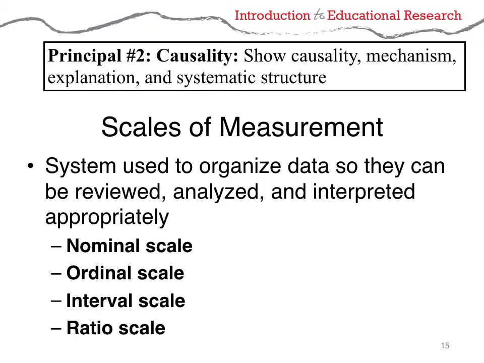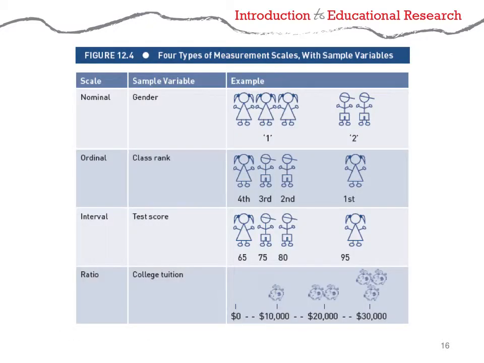Okay, principle 2, causality. Show causality, mechanism, explanation, and systematic structure. Well, review, I know we introduced this early in the course, the idea of scales of measurement. These are definitely on the test: nominal scale, ordinal scale, interval scale, ratio scale. These are the fundamental ways that we describe the data we collect. So if we want to show causality, it starts with the type of data that we're collecting. And here's a nice table that helps you review what these mean.